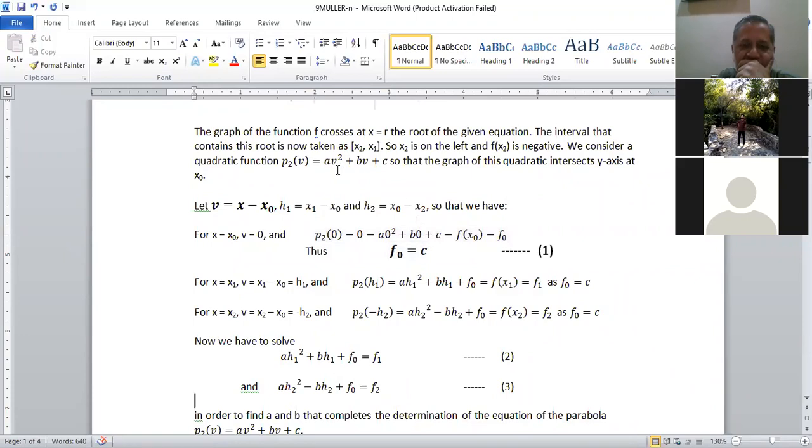So out of the three unknowns a, b, c that we want to find out in the parabolic equation, we get the value of c as the function value at x naught, and x naught is the point where the graph of the function crosses the x-axis. इसी तरह अगर इसमें x is equal to x1 रखें, v will be x1 minus x naught, which is h1. तो इस पैराबोलिक इक्वेशन में v की जगह h1 रखा तो ये सब आया, और x is equal to x1 फंक्शन में रखा तो ये आया.